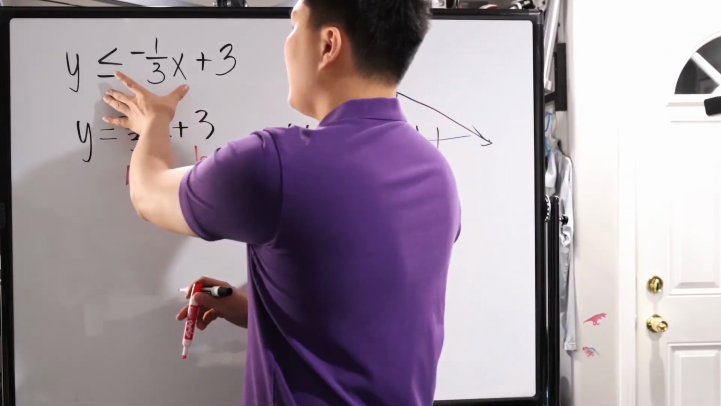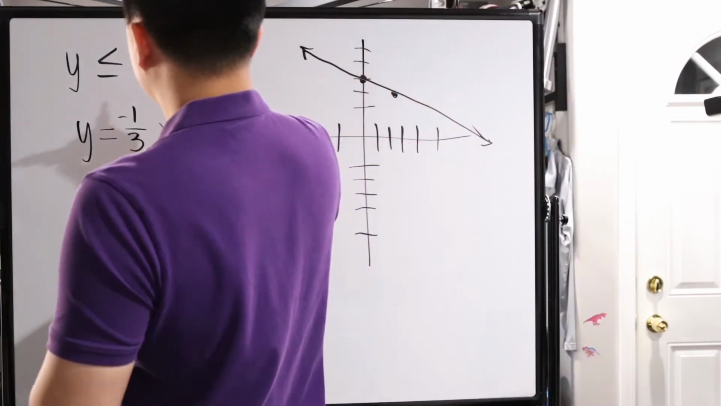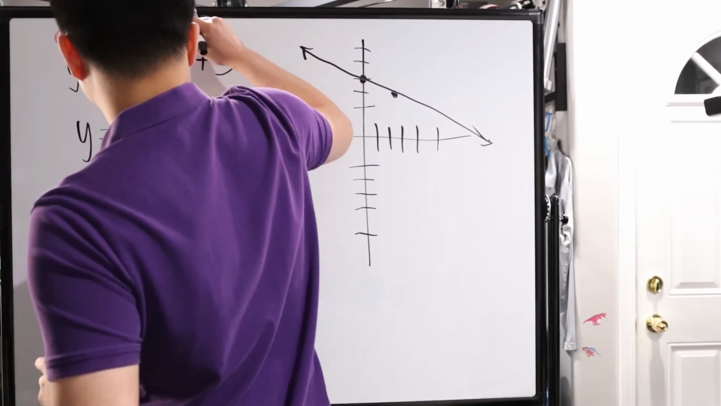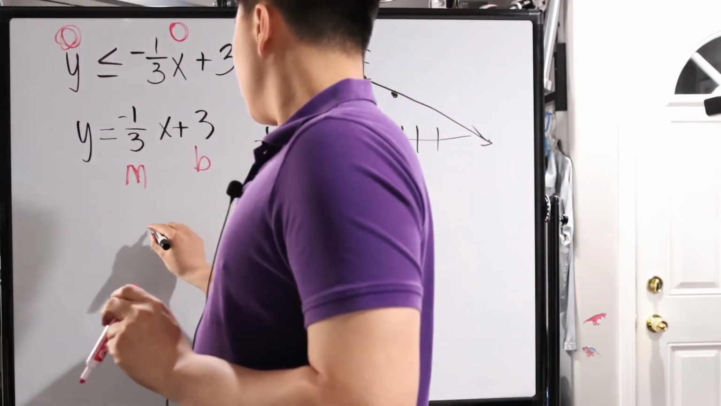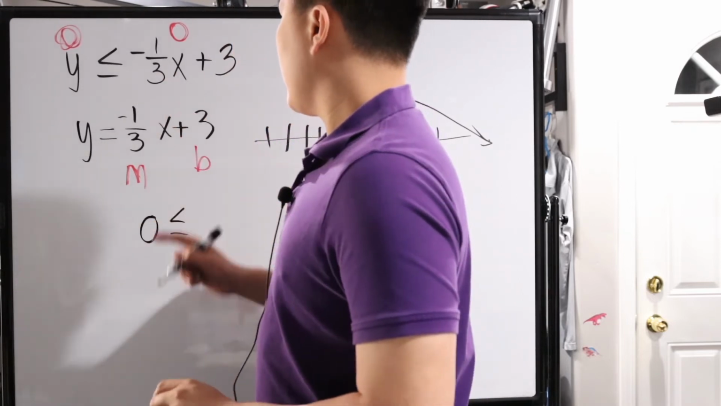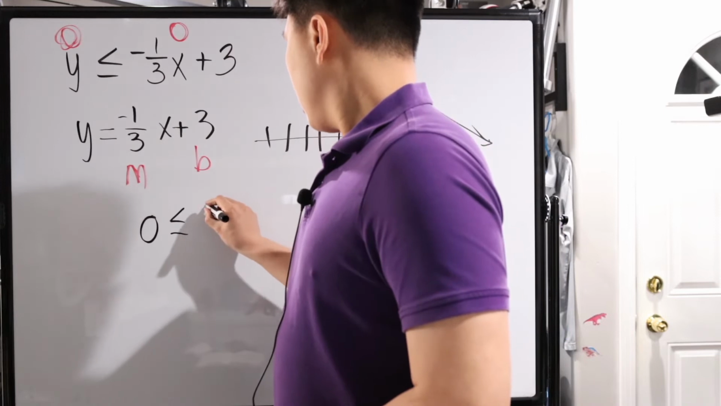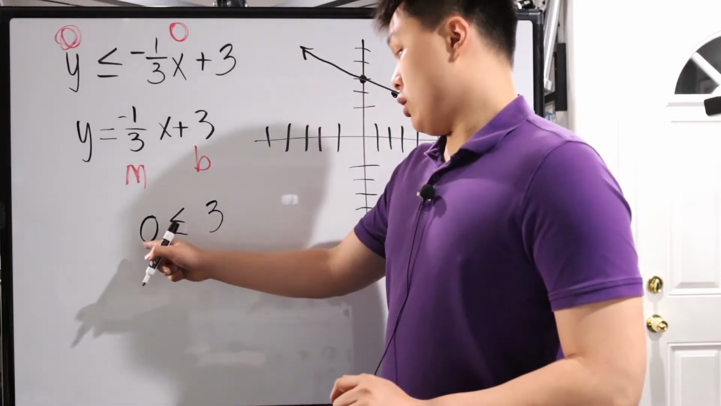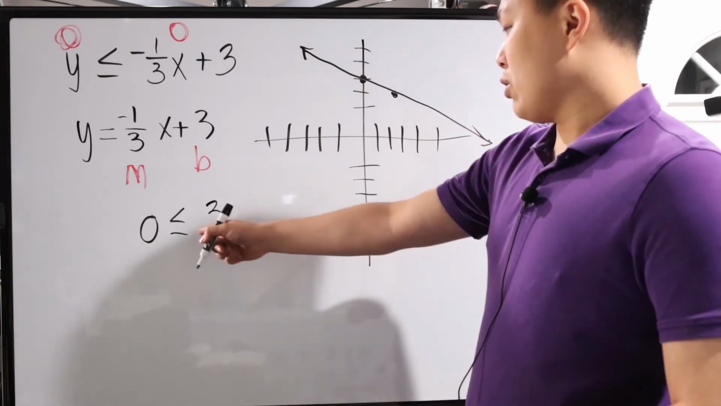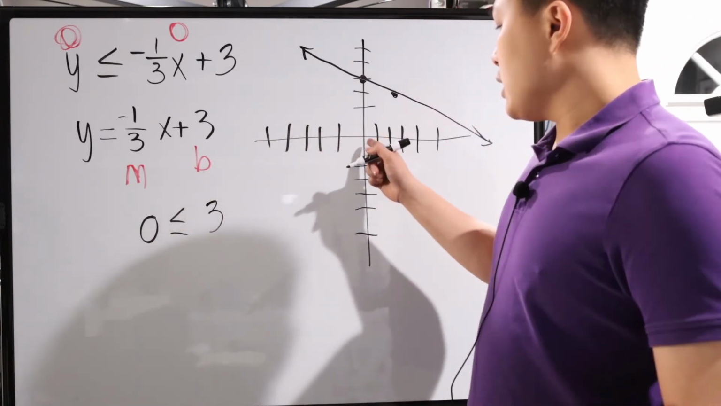So if I plug in 0 for y right here and 0 for x right here, what do we got? That's going to be 0 is less than or equal to negative 1 over 3 times 0, plus 3. Is 0 less than or equal to 3? Yes, right? 0 is definitely less than 3. So in that case, I picked correctly.